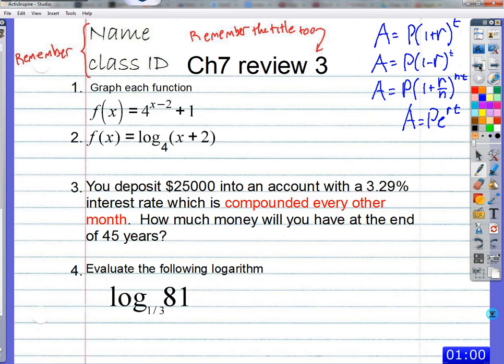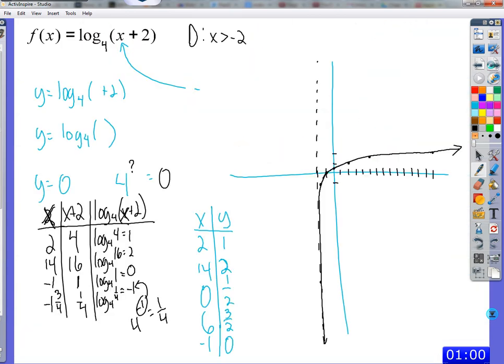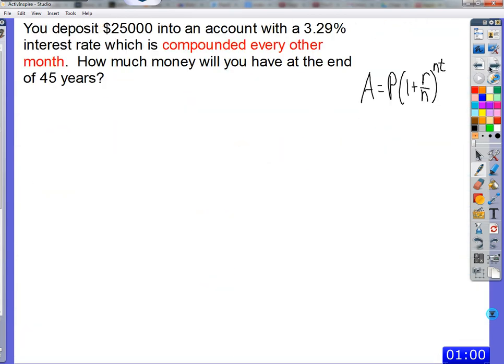Okay, so P is the initial amount, that's 25,000. 1 plus R, which is 0.0329, over how many times per year? Six times per year. Okay.